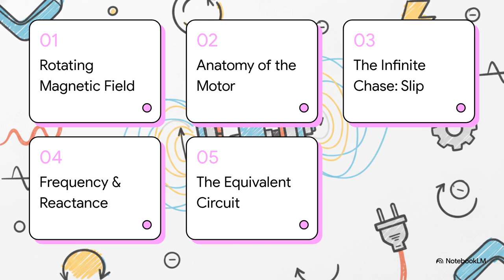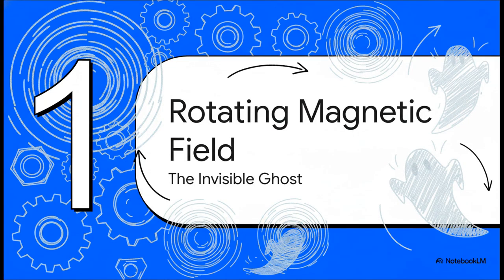We'll start with the rotating magnetic field, look at the anatomy of the motor, explore the infinite chase known as slip, tackle rotor frequency and reactance, and finally, wrap it all up with the equivalent circuit. Section 1. The rotating magnetic field.